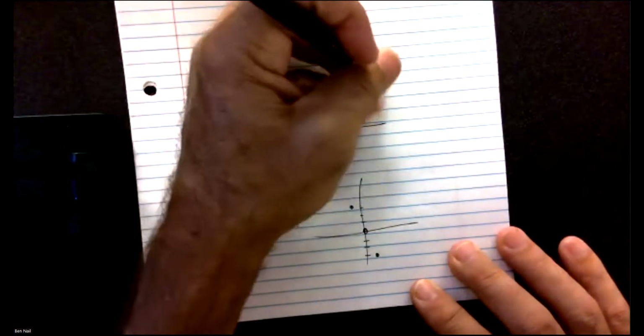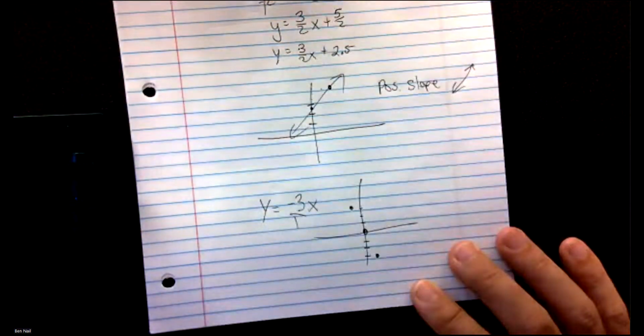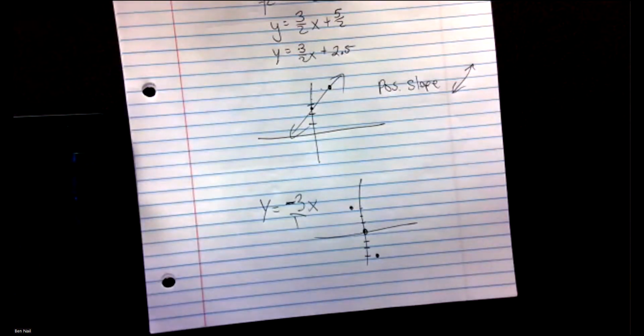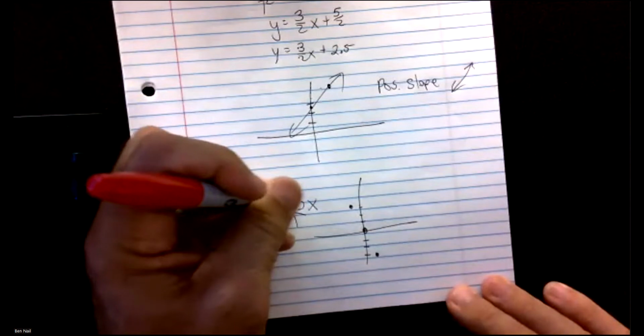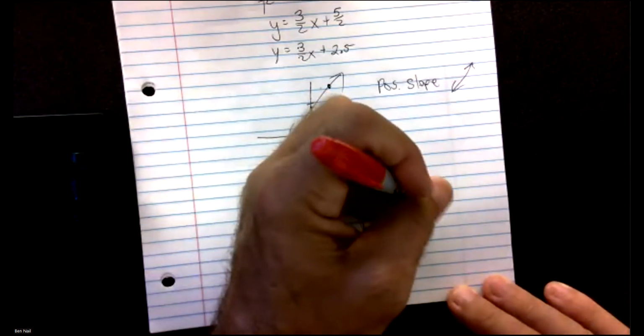So a positive slope should go up and to the right. A negative slope should go down to the right.